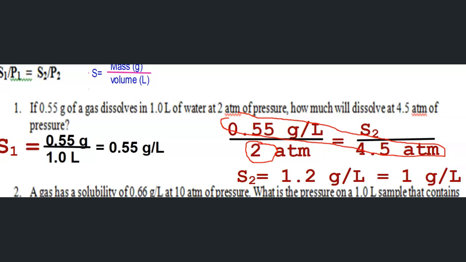And so the answer ends up being 1.2 grams per liter, which is larger than your beginning solubility, and it should be. Now with sig figs, because we only have 2 atmospheres of pressure up here, we're going to have just 1 sig fig, so our answer is 1 gram per liter.